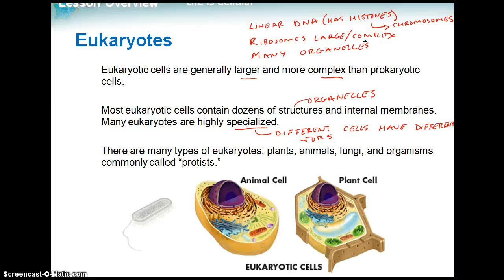Make sure that you understand the difference between prokaryotes, eukaryotes, what organelles are and what they do, and then also that life is cellular, and that means that we have the cell theory and that all things are made up of cells, that they are a basic unit of structure and function, and finally that cells are going to come from other cells. All right?